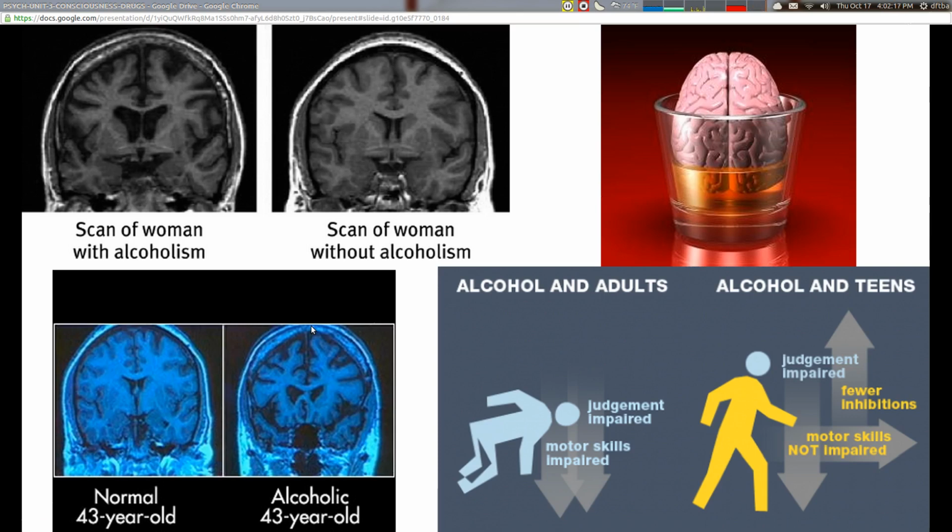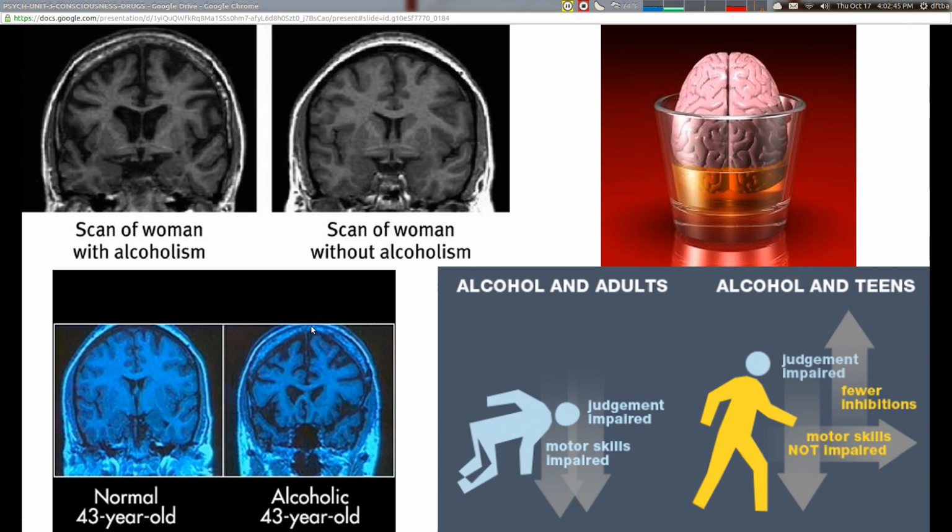Let's look at a scan of a woman with alcoholism and a scan of a woman without alcoholism. So there's two scans here. The one on the left at the top, the black scans, you see the large gap in the center where the ventricles are, and you're just seeing atrophy of the brain, really. In the bottom, the same is the case for the 43-year-old alcoholic on the right, compared to a 43-year-old normal person.